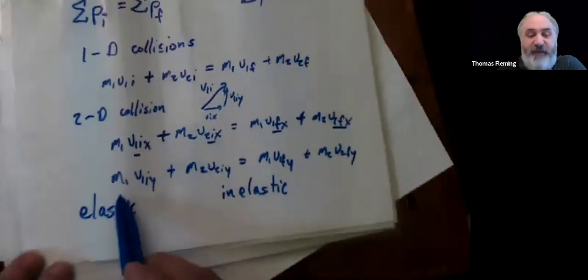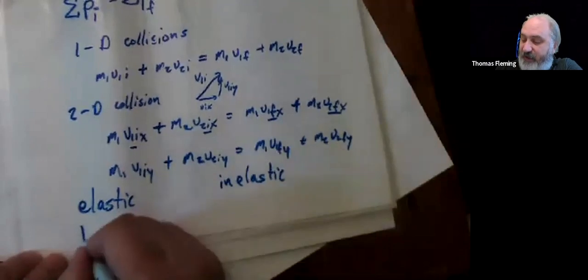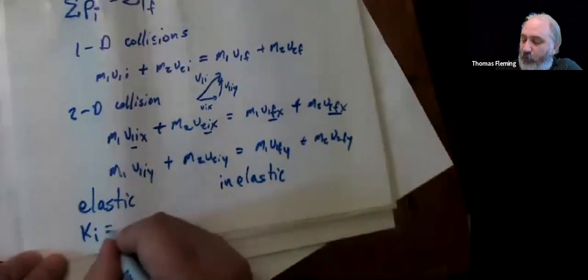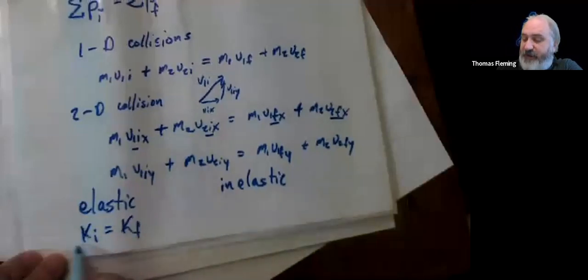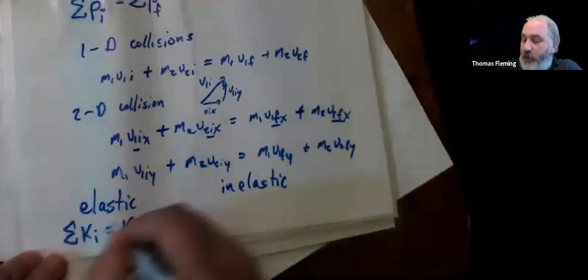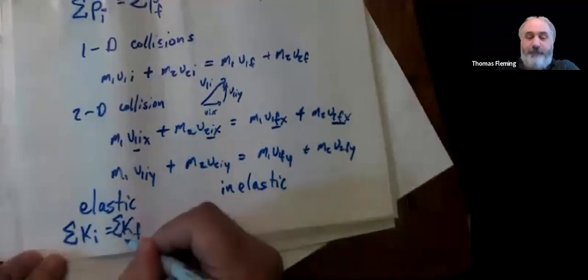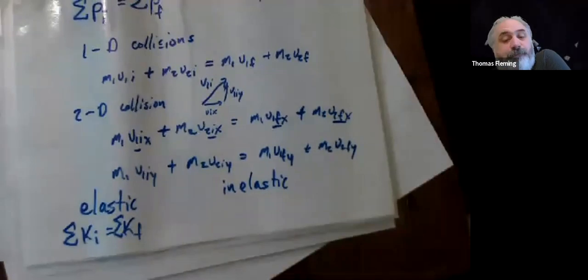So in an elastic collision, in addition to these two equations, I might be able to say that the kinetic energy before equals the kinetic energy final. And of course, I mean the kinetic energy of all the objects put together, so I should probably write that as a sum in each case. But that's going to give me a third equation, and sometimes that third equation will let me figure stuff out.